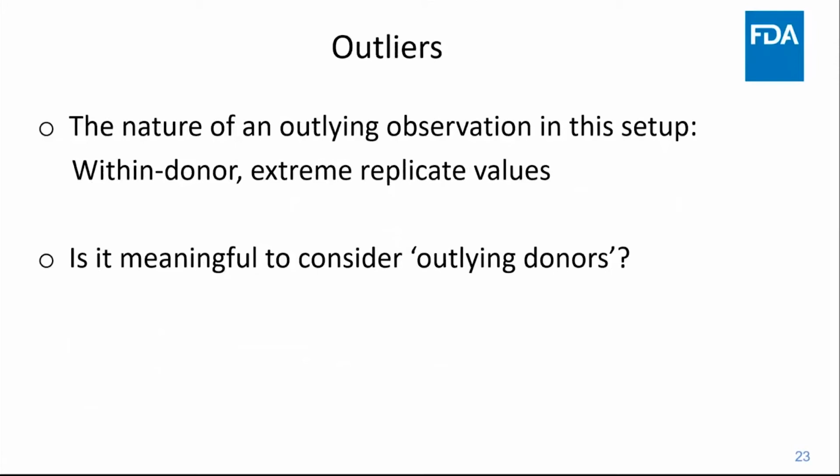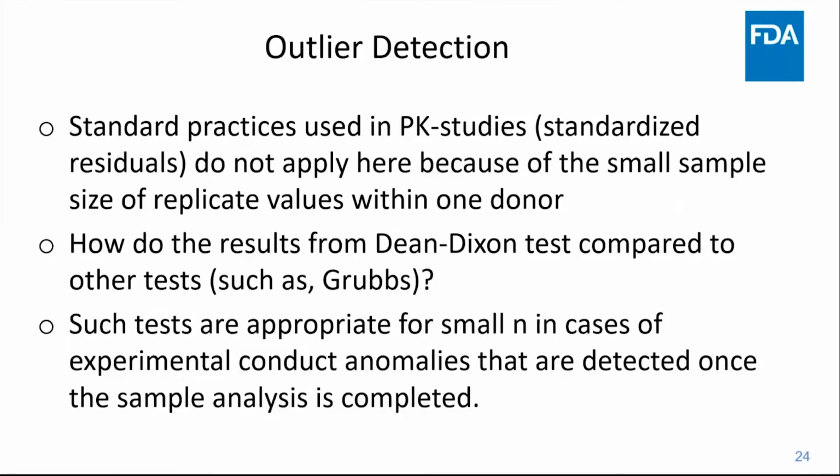Now, what happens in the case of outliers? Here, the nature of an outlying observation in this setup will be a within donor extreme replicate value. Is it meaningful to consider outlying donors? Now, we will take a look at a picture again in a moment. Here also we have standard practices that have been used for pharmacokinetic studies, such as standardized residuals, that do not apply in this case because of the small sample size of replicate values per donor.